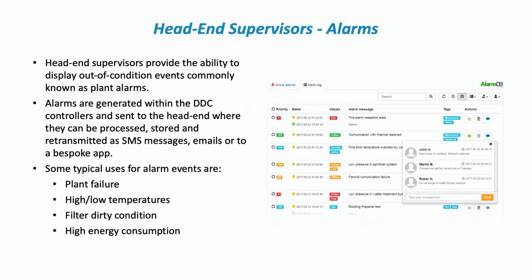So I've given some typical examples there: plant failure, high or low temperatures. And another one that we often use is high energy consumption. If something is consuming enormous amounts of energy, then we want to know why. It might not be a fault. It might just be really cold all the time, and so that's why it's doing it. But you want to be able to be alerted to that, and we can do that using plant alarms.